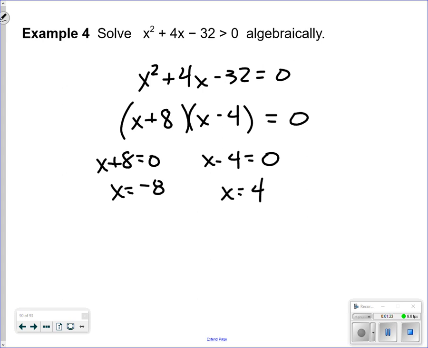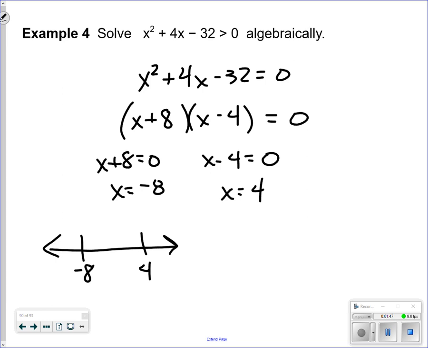If this was an equal sign question, I'd be done. But it's not an equal sign question. It's a greater than question, or an inequality question. Regardless of the inequality, this is the next step. I'm going to make a number line. Those are what's called the critical values. Those are the values on the number line where the graph actually hits the number line.